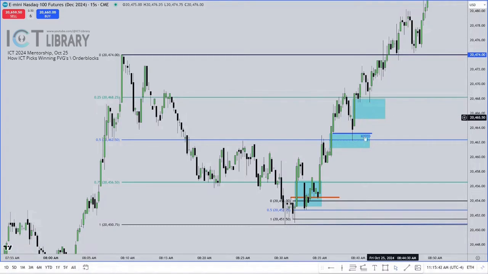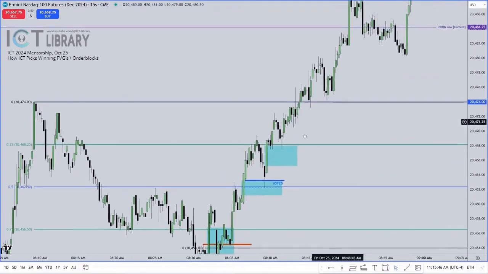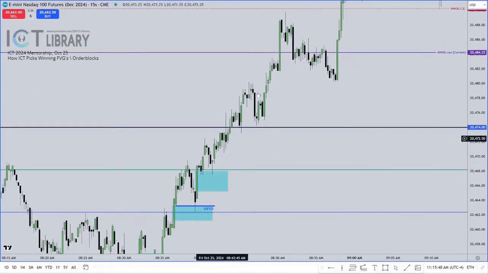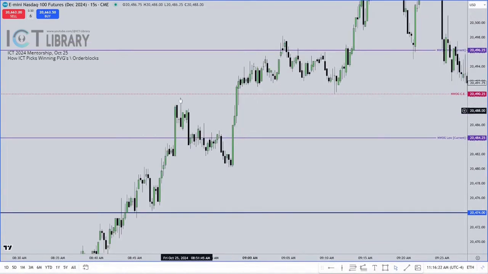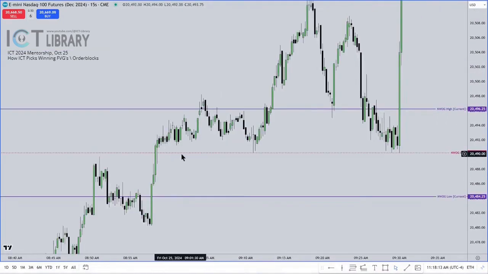Now the market then leaves this range and breaks above the dealing range here. And then we're going into what? We're going into that 9 o'clock hour. And we trade up into the new week opening gap here. We traded up to just short of consequent encroachment of the new week opening gap. Now this is the current new week opening gap, so here is the consequent encroachment of it.